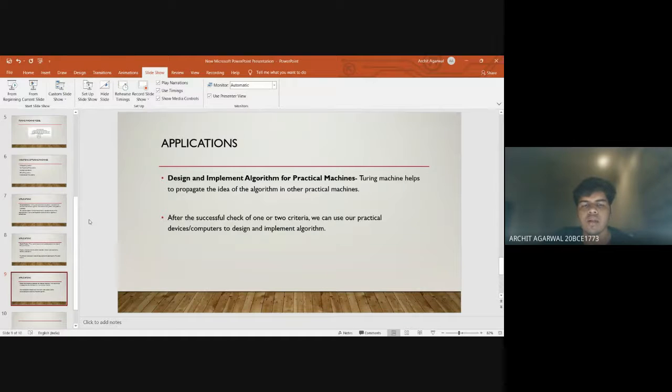The final application would be designing and implementing the algorithm for practical machines. The Turing machine helps to propagate the idea of the algorithm in other practical machines, and after the successful check of one or two criteria, we can use our practical devices, computers, to design and implement the said algorithm.